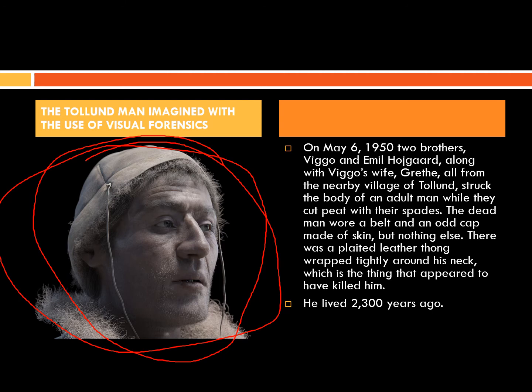And nothing else, other than he had kind of a weird necklace as well as a leather noose around his neck, which is the thing that initially appeared to kill him, and they have discovered it did indeed. He lived 2,300 years ago, so he is from the Iron Age.